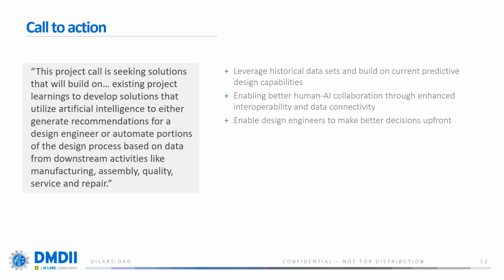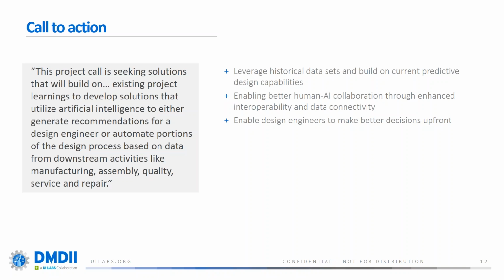human and AI collaboration. And obviously part of this is enabling enhanced interoperability and data connectivity, and the goal is to enable our design engineers to make better decisions up front. So there can be fewer design cycles and ultimately we build better products, build better parts, and make every part better than the last.